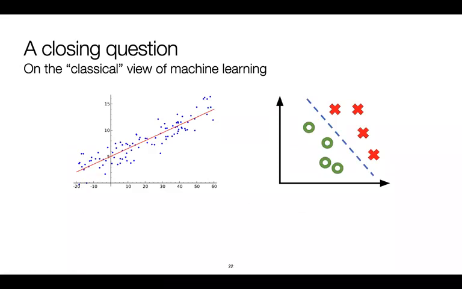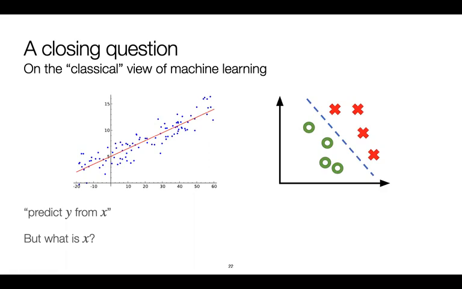So we're almost out of time. I just want to leave you a closing question, which we're going to talk about in various forms throughout the class. We talked about examples like regression and classification. These are classical views of machine learning where basically the question is predict Y from X. The real question that a lot of people in machine learning think about these days is: what is X?